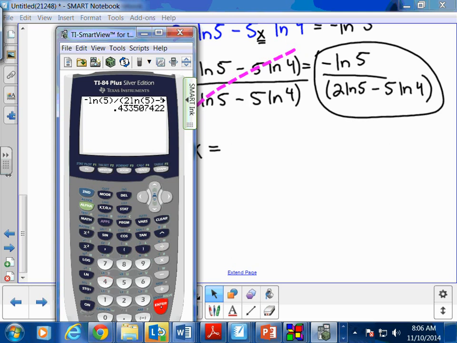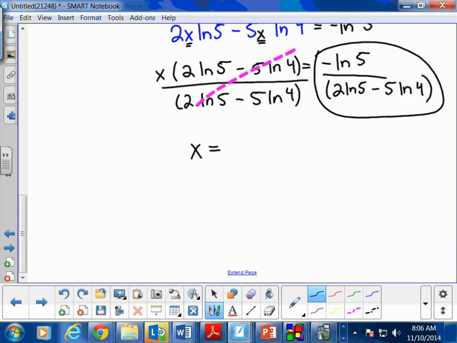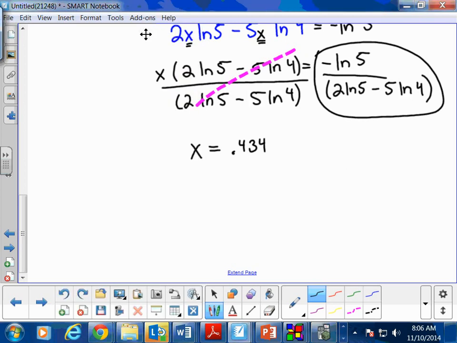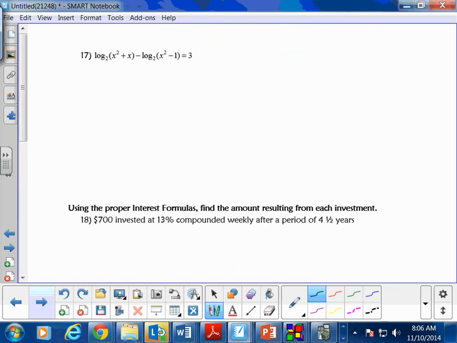And the answer was 0.433, which means that's the amount I'm going to write here. I'm going to stick to 3 decimal places just because in the top directions that is what it was asking for. But here you go, here's the answer, and that's how you solve that one. Okay, great. Let's move on and do the next one.